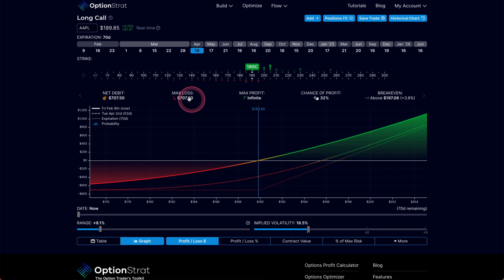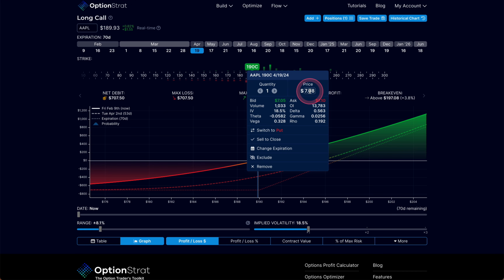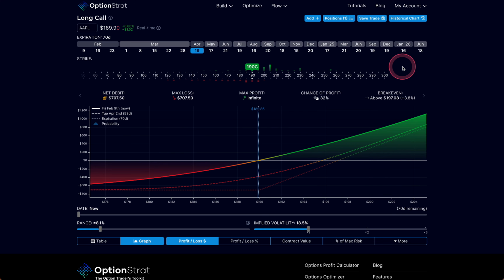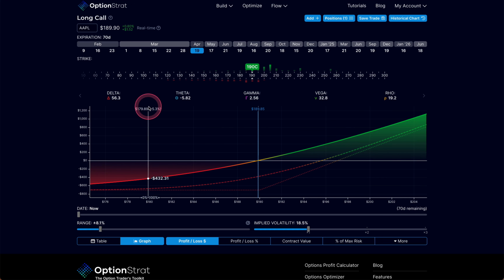So if I look here, I can see that my max loss in this case is going to be $707. Now, that's going to be a function of what I would have to pay for this option right there. I'd be paying $7.08. That's going to be essentially my loss in this trade if it fully decays out from under me. Now, we can look at the Greeks here as well. If we look at the Greeks, we can see that theta is a negative $5.82. What that means is that theta is decaying on this thing on a daily basis at $5.82.